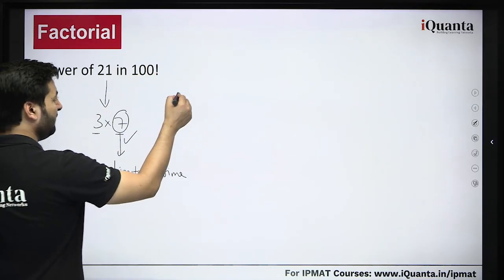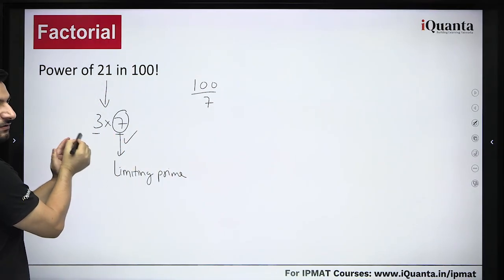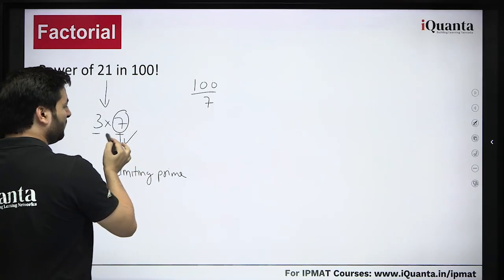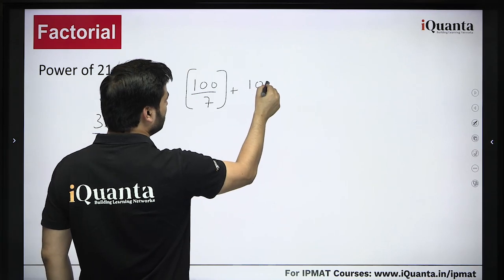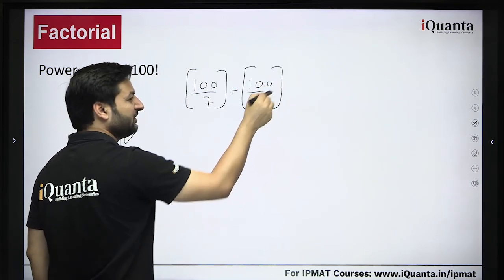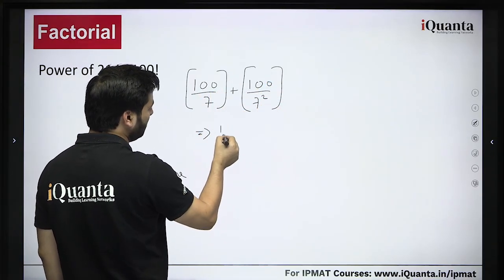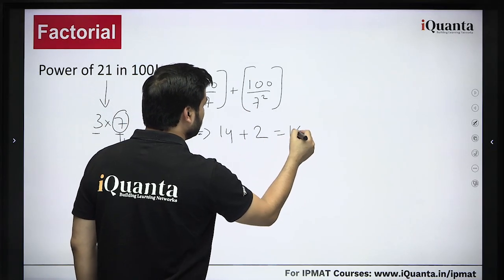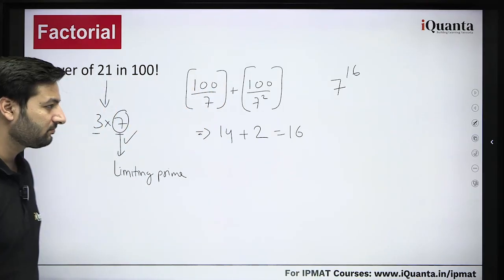How? We will do 100 by 7. We will not calculate the power of 3 here, we will just calculate the power of 7. I will tell you the logic first. If you calculate the power of 7 here, it will be 100 by 7 plus 100 by 7 square. Should we write 100 by 7 cube? No, because there the denominator will become greater than the numerator and we will be getting 0, right? So this will give us 14, the integer part of this, and 2 will be the integer part of this, that is 16. So the power of 7 is 16, isn't it?